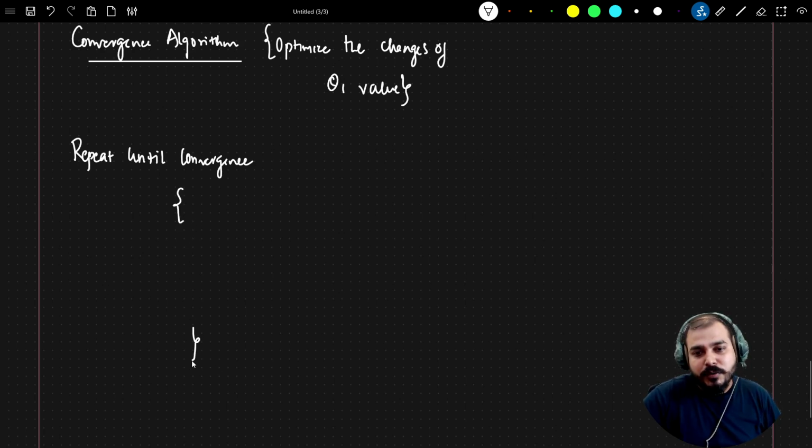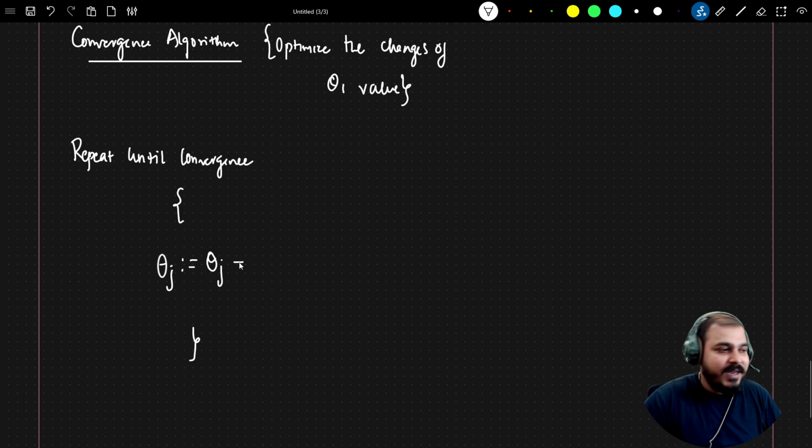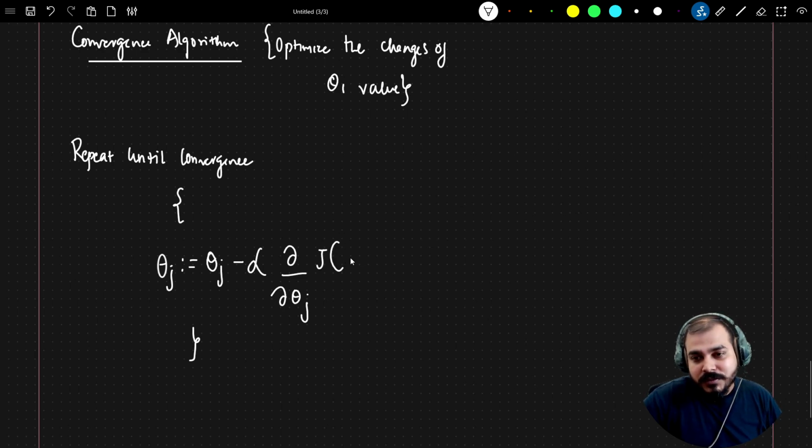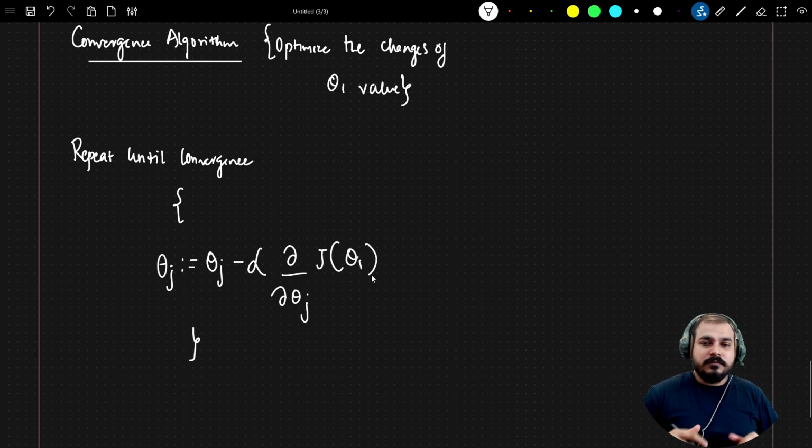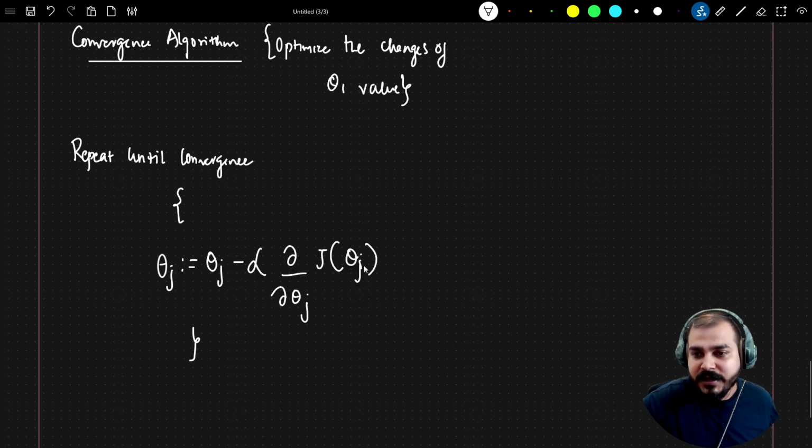And here I'm just going to write a simple equation: theta j is equal to theta j minus alpha. I'll talk about what exactly alpha is. And then we are going to write the derivative of J of theta with respect to theta j. Now what exactly is this? Now try to understand.